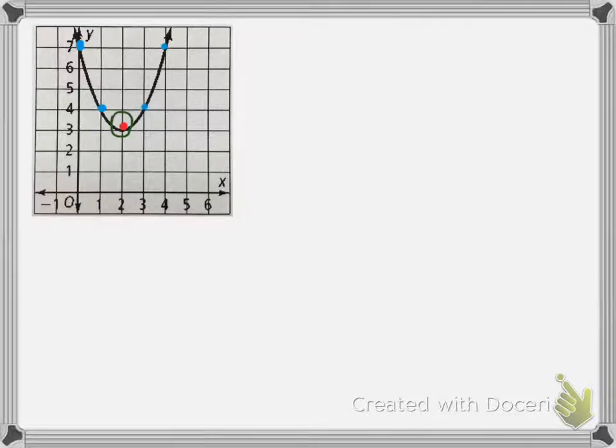Oops, let me get that into red. There we go. Okay, there's our vertex. Nathaniel, what is my vertex? What's that at? 2, 3. Okay, my vertex is at 2, 3.